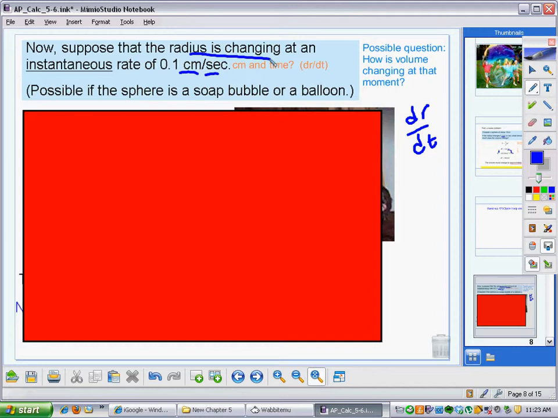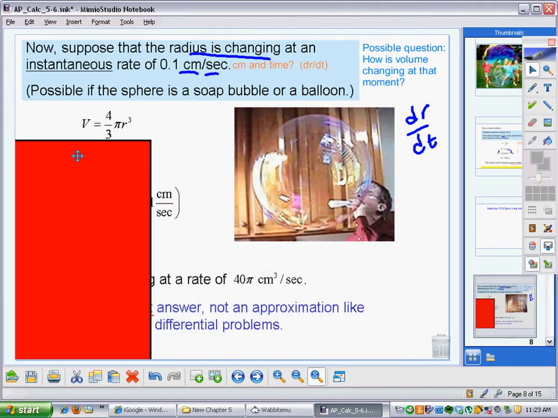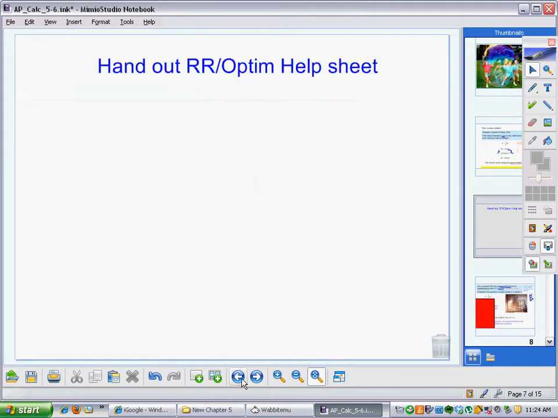Everything in related rates is with respect to time, almost everything. Possible if the sphere is a soap bubble or a balloon. So here's our picture of our soap bubble. So first of all, you're going to need to start with a formula. So I'm going to start with a volume because I'm going to do a similar thing to what we did here.